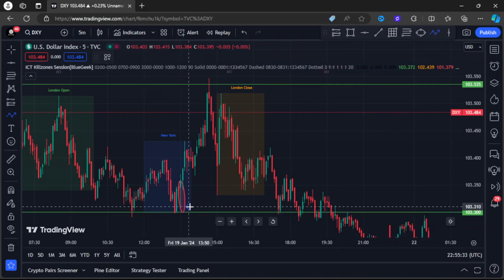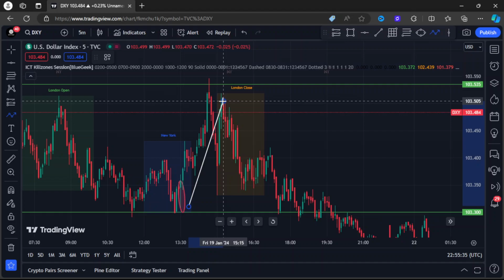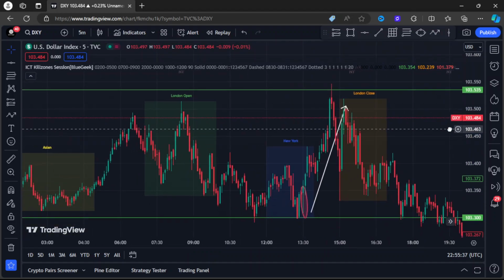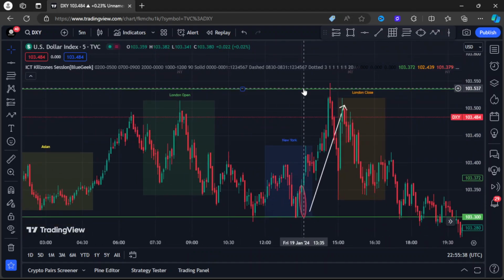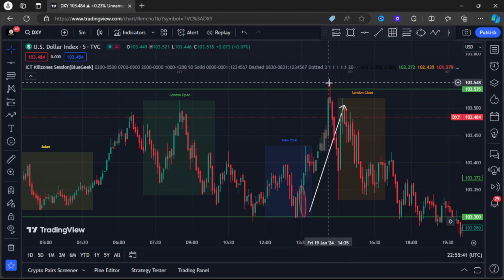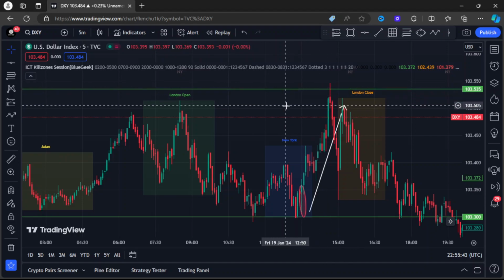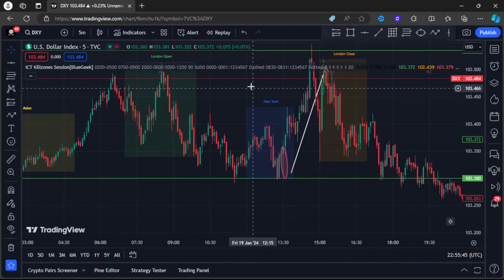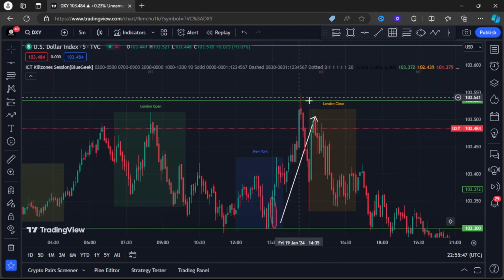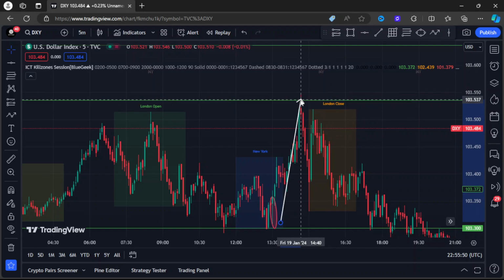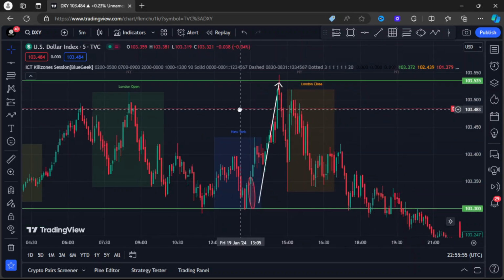It wasn't that much, and I'm going to show you why. You could also see that we have a resistance zone at the top here. The green line I've drawn here is a resistance zone. So from the support to the resistance zone, you could see that the price went exactly into the resistance zone and reversed again. So you need to respect that as well.